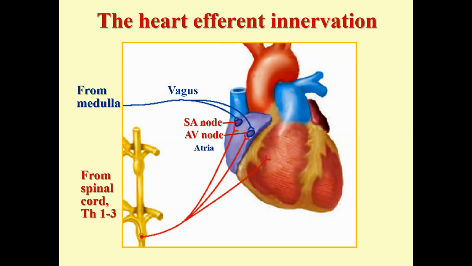Then, as for sympathetic innervation, it comes from the spinal cord, thoracic segments 1, 2, and 3. And it comes to a ganglion. The first neurons are not shown in the picture, but second neurons are located in the ganglion. And from this ganglion, postganglionic fibers come to the same nodes, which are innervated by the vagus as well, and also to the atria, and to the conductive system in ventricles, and to ventricular muscle tissue. So ventricles make a difference again. So this is the efferent innervation for the heart.